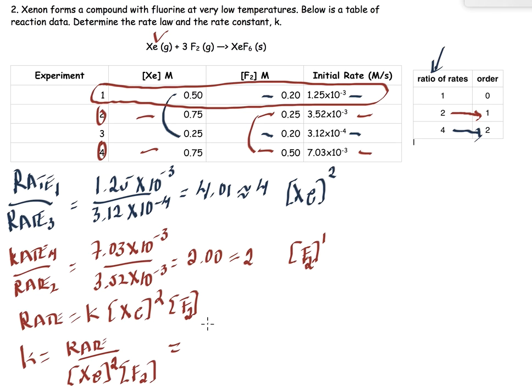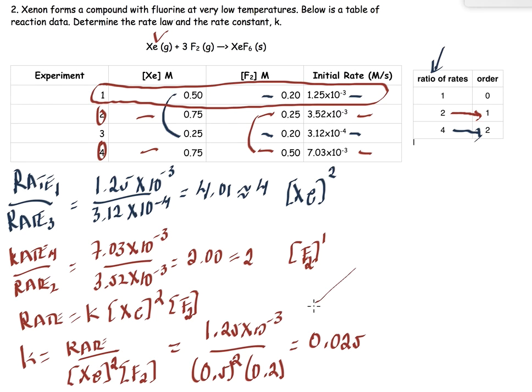So the reaction rate is 1.25 times 10 to the minus 3 divided by the concentration of xenon squared, so 0.5 squared, times the concentration of fluorine, 0.2. Okay. If you punch that out on your calculator, you get a value of 0.025. Now, what about the units?